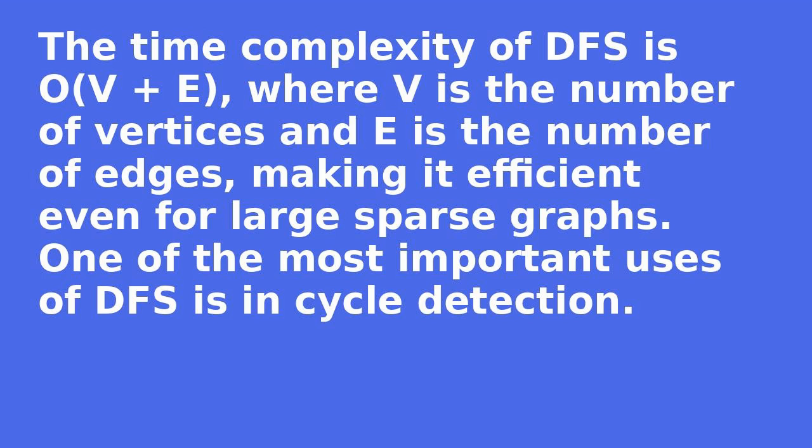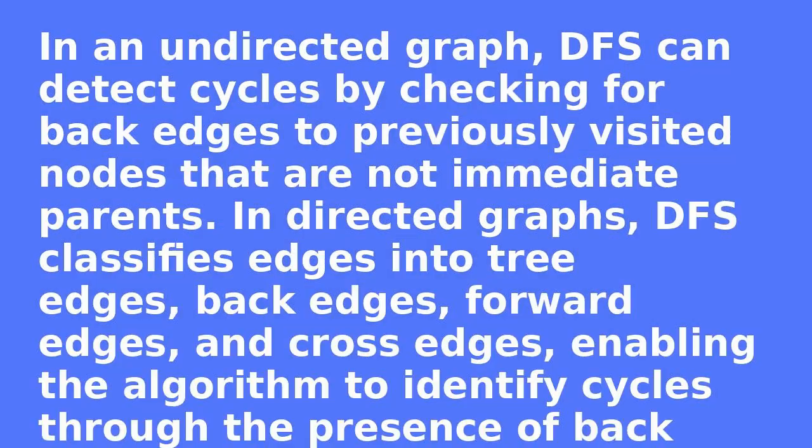One of the most important uses of DFS is in cycle detection. In an undirected graph, DFS can detect cycles by checking for back edges to previously visited nodes that are not immediate parents. In directed graphs, DFS classifies edges into tree edges, back edges, forward edges, and cross edges, enabling the algorithm to identify cycles through the presence of back edges.